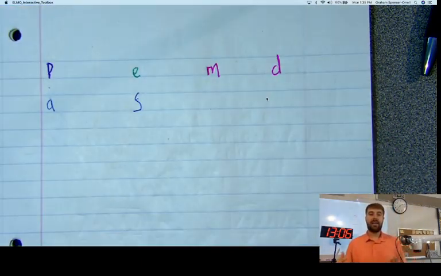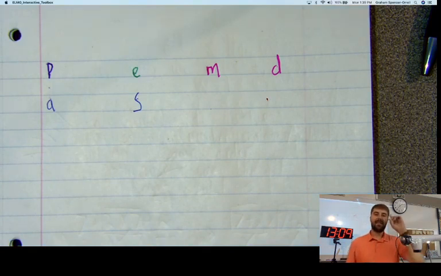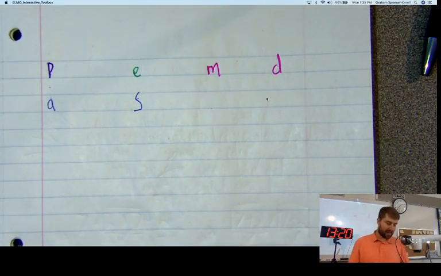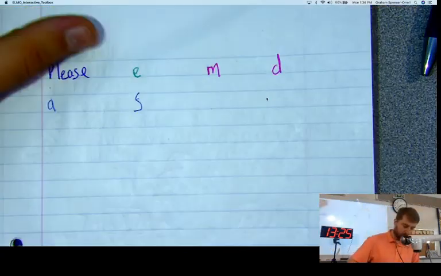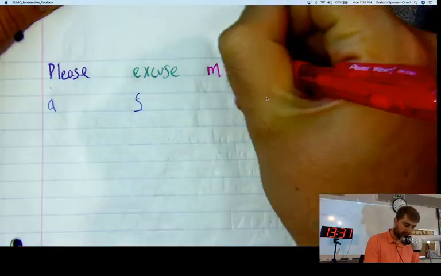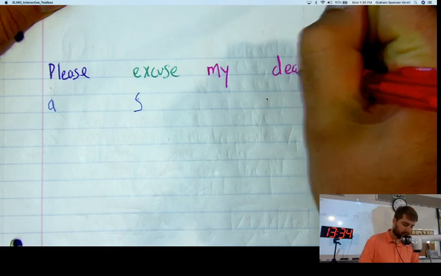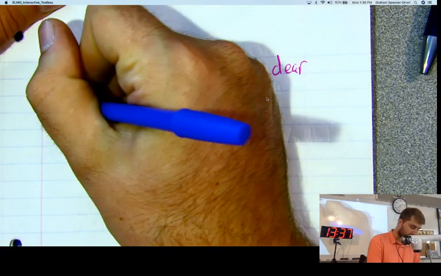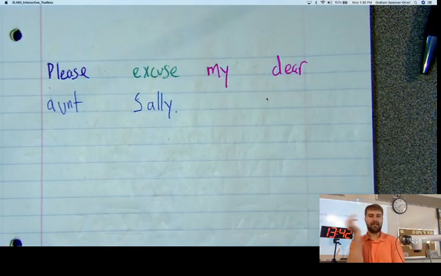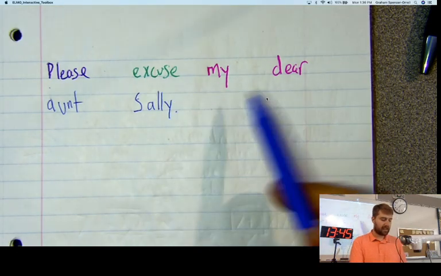So we're going to create what is called a mnemonic device. That's something that helps us remember the order of something else using something that is easy to remember. So I'm going to take the first letter of each of these and use what I was taught many, many years ago. The P stands for please, the E for excuse, the M for my, the D for dear, the A stands for aunt, and the S stands for Sally. So now we have a sentence that's a lot easier to remember. Please excuse my dear Aunt Sally.